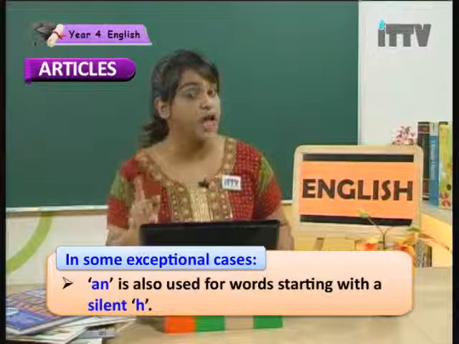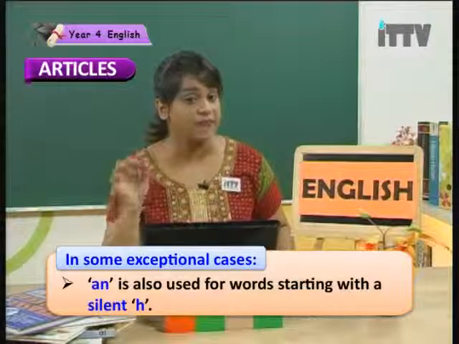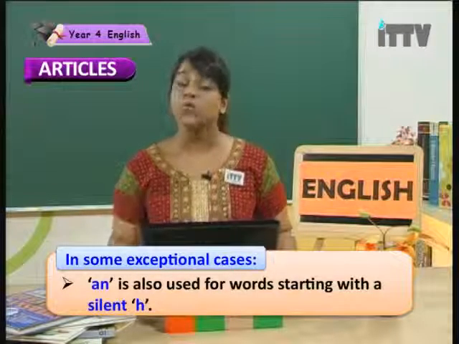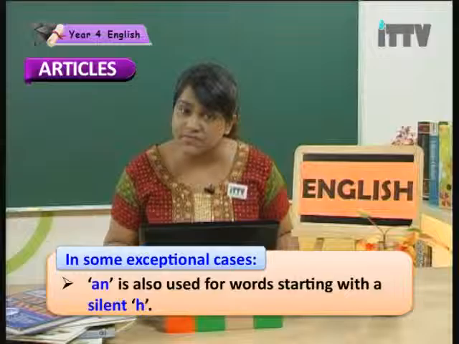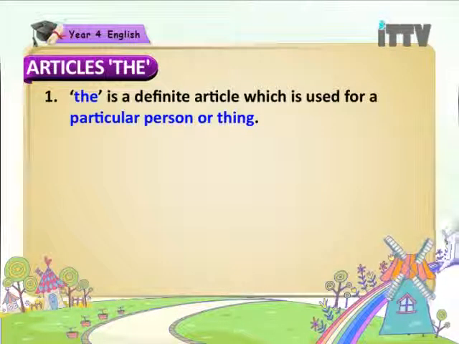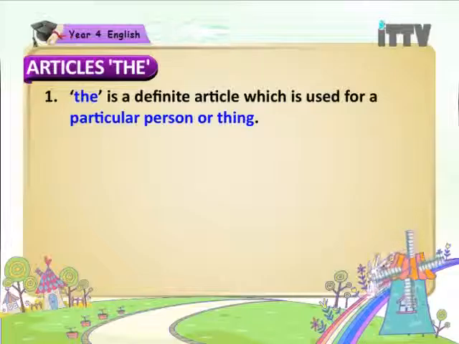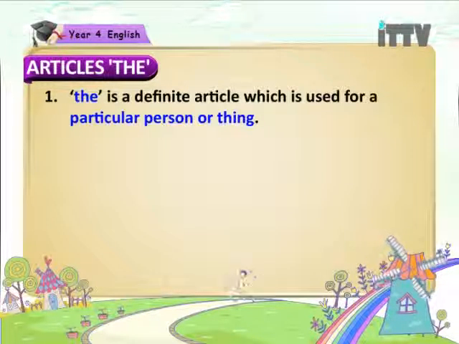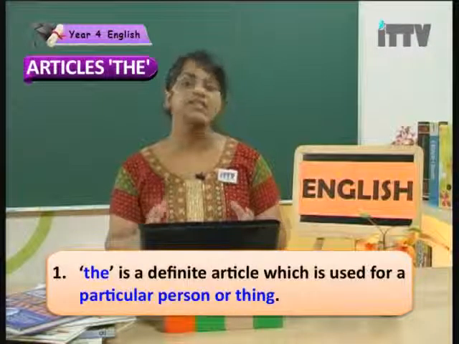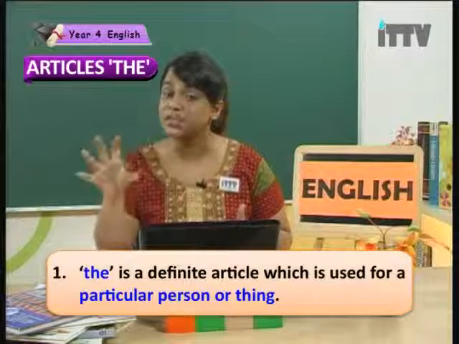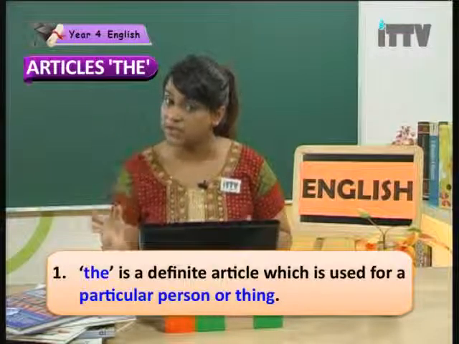Now, boys and girls, that was indefinite articles. We did that in a previous lesson. Today, we are going to do definite articles. The is a definite article which is used for a particular person or thing. So remember, boys and girls, you use the when you are talking about a particular person or a particular thing.